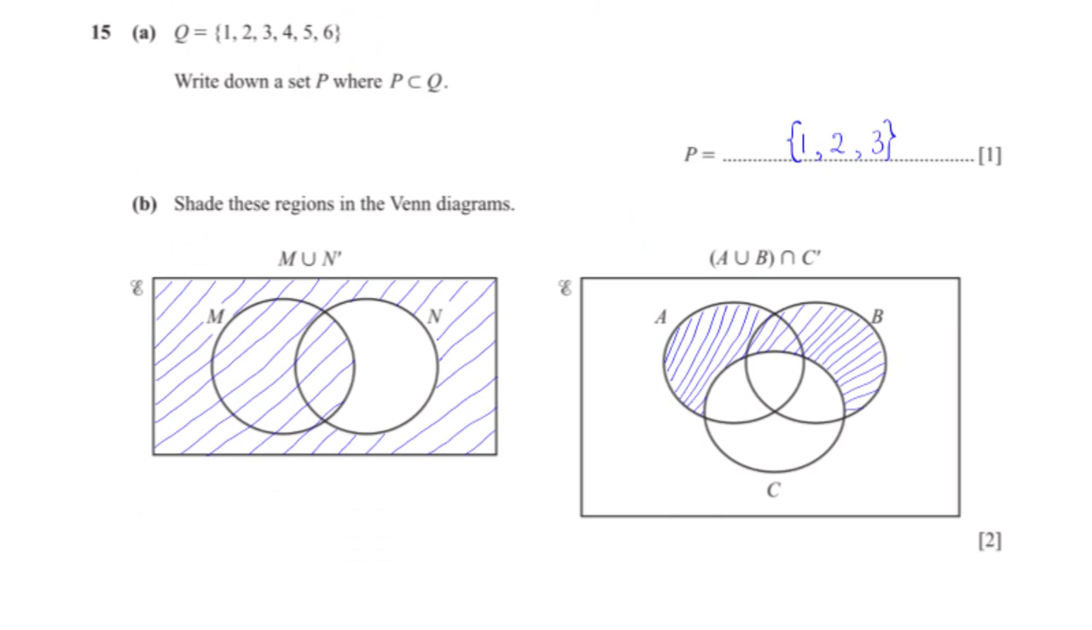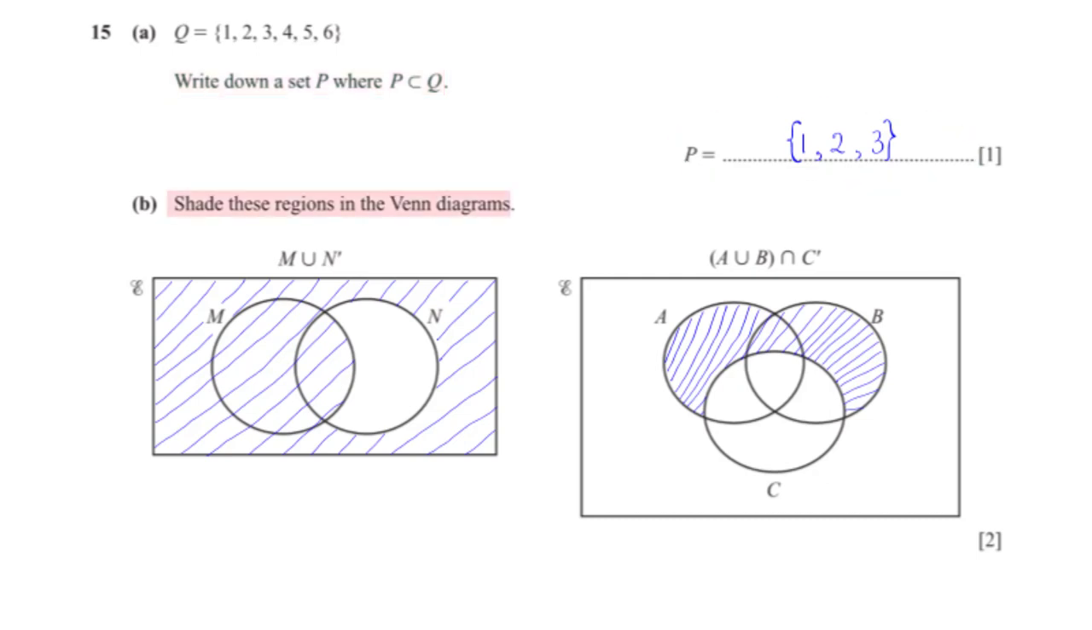Q is equal to {1, 2, 3, 4, 5, 6}. Write down set P, where P is a subset of Q. If P is a subset of Q, then it means that P is going to contain the same elements as set Q, only that the number of elements in set P will be fewer than the elements in set Q. So for set P, you can write anything along the lines of {1, 2, 3, 4, 5}, or {1, 2, 3, 4}, or in this case, I wrote {1, 2, 3}.